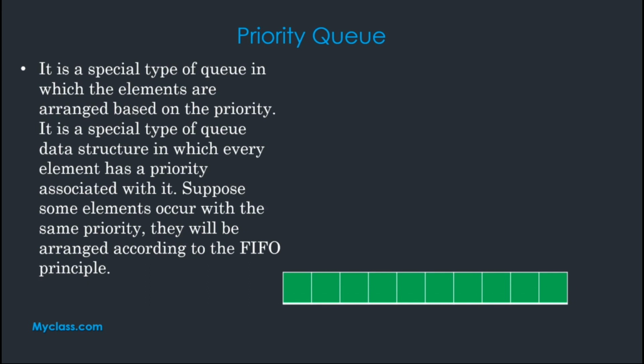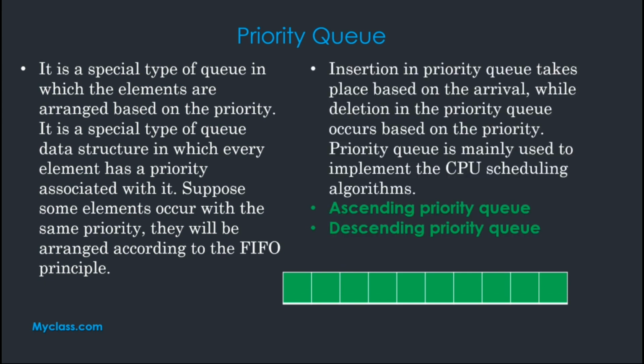Now priority queue. A priority queue is a special type of queue in which the elements are arranged based on priority. It is a special type of queue data structure in which every element has a priority associated with it. Suppose some elements occur with the same priority, they will be arranged according to the FIFO principle. Insertion takes place by using the normal insertion, but the deletion occurs only based on our priority. That is the concept of priority queue.